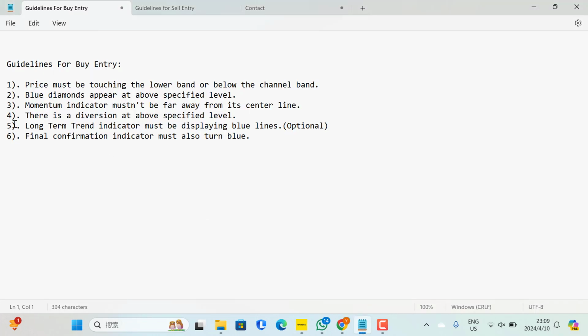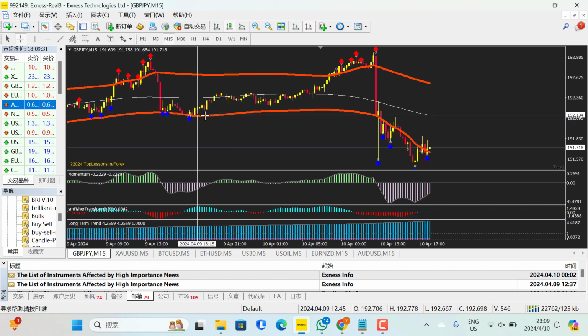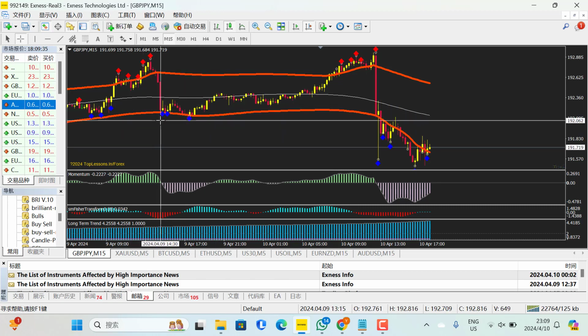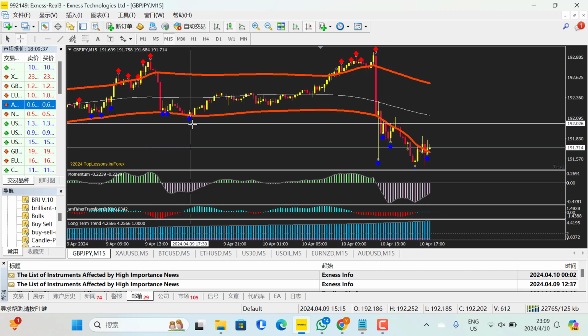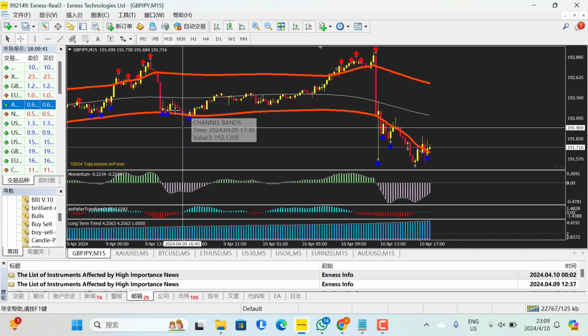Now let's move to our second condition, that is blue diamonds appear at the specified level. The level that we have pointed out, there must be blue diamonds near this area. This is the first one, this is the second blue diamond, and this is the third blue diamond. Both conditions are met here.